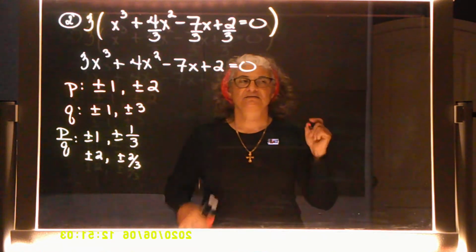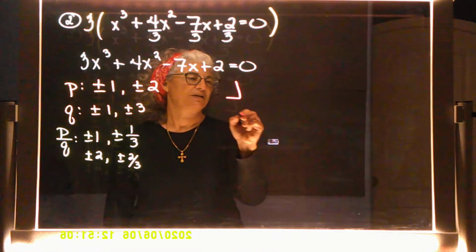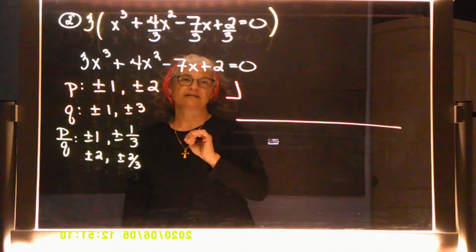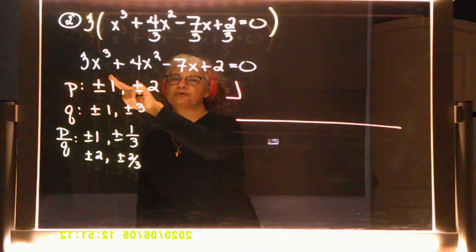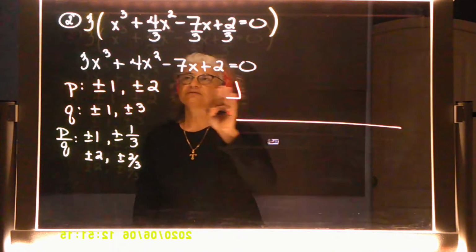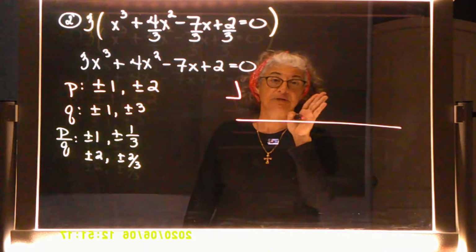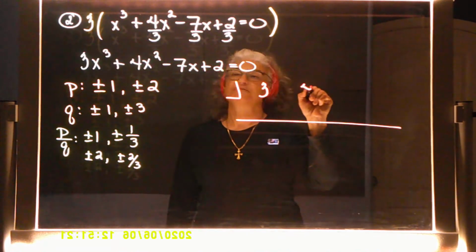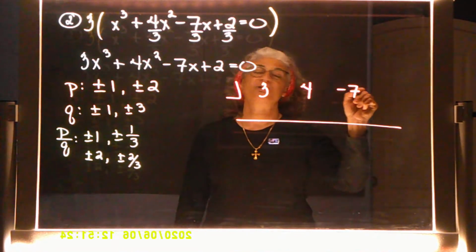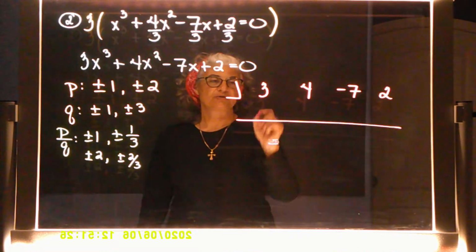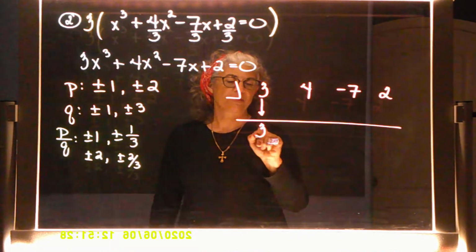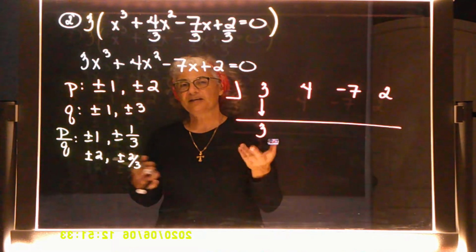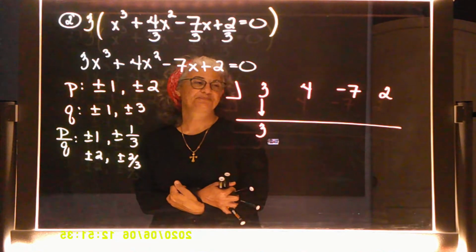Got it? Okay, so let's set it up. By the way, it's in descending order, yes. Am I missing any powers? Gratefully, no. Because if I was, I'd have to put a 0 in, but I'm not. So I've got the power of 3, power of 2, the power of 1, and then the constant. And remember, that first number always comes down. Always. Good? Okay, so what do you guys want to try?